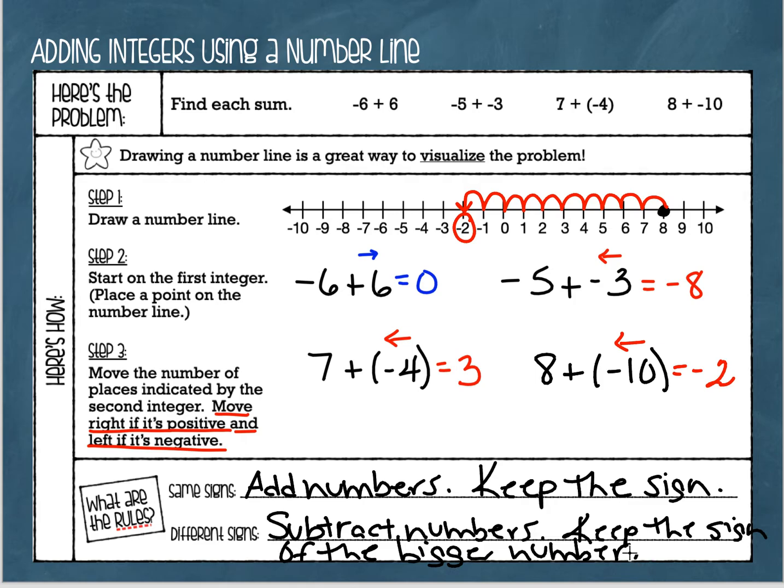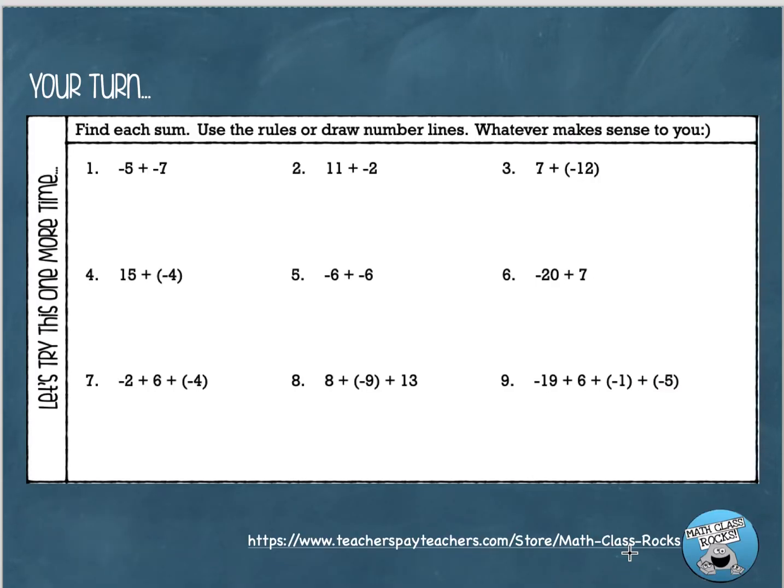All right, so let's look at some more problems. For these problems, you're going to be adding positive and negative numbers together, just like we did with the 4 examples. If you want to use the rules, you can use the rules. If you would rather draw a number line and move back and forth like we did, you can do that. Whatever makes sense to you is what works for me. So stop the video right now and do these 9 problems, and then hit start again, and we will go through the answers.